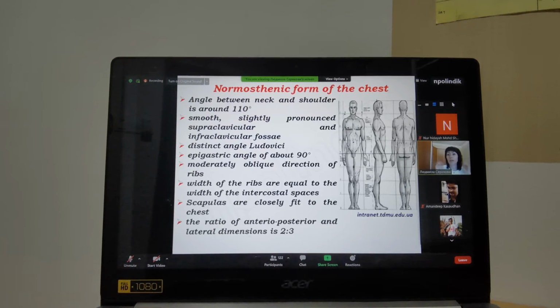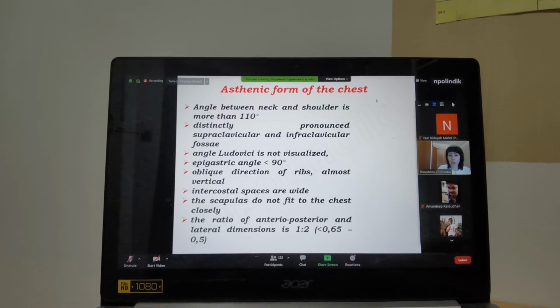After that, if the patient has a normosthenic form of the chest, the direction of ribs in the lateral part of the chest is usually moderately oblique. If you compare the width of ribs and intercostal spaces, they are usually equal. The scapulae closely fit to the chest. And if you consider the ratio between anterior-posterior and lateral, it is usually 2:3. These are the main characteristics of the normosthenic form of the chest.